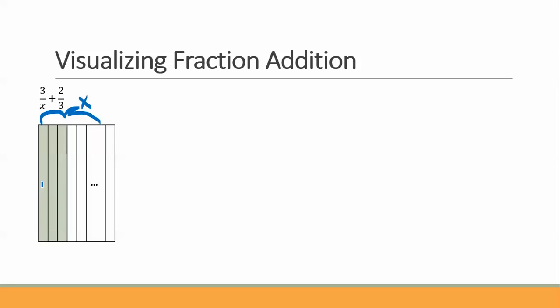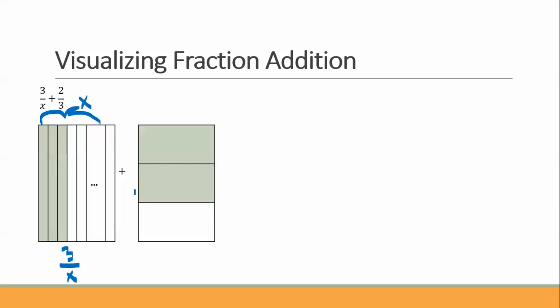So this is x divisions. That's what that dot means. It means we don't really know how many it is, so those 3 dots means that it's x divisions. So this is 3/x, and we're adding to that 2/3.